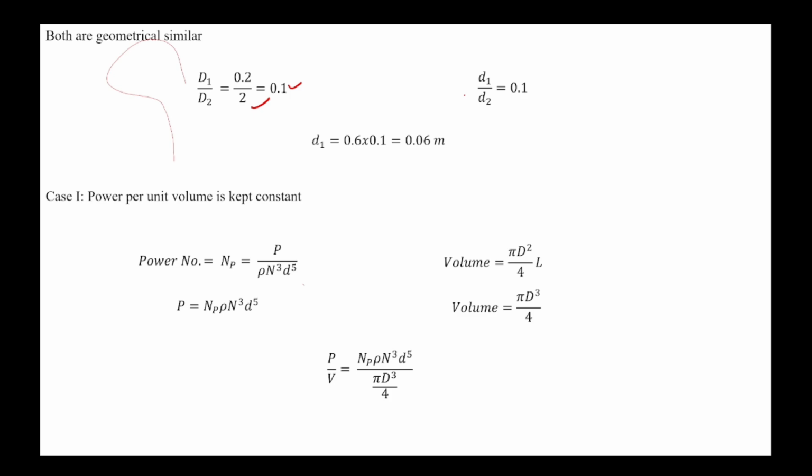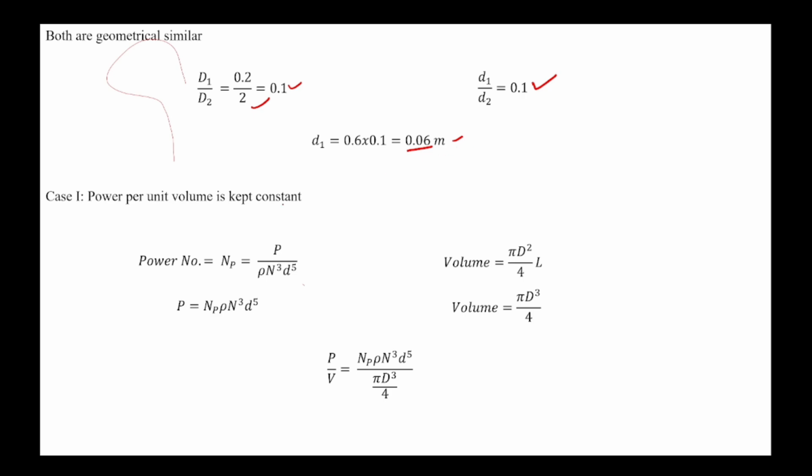Geometrically similar means the dimensions of the bigger unit and the smaller unit, whatever they have, the ratio will be equal. So d1 by dt is also equal to 0.1. Okay, so the d1 will be 0.06 meter. So we have found the dimension of the smaller unit.